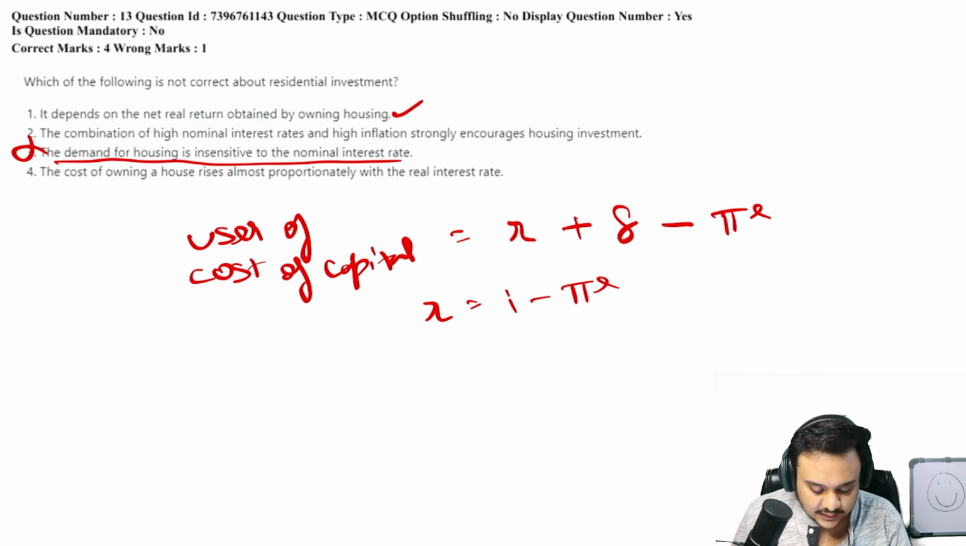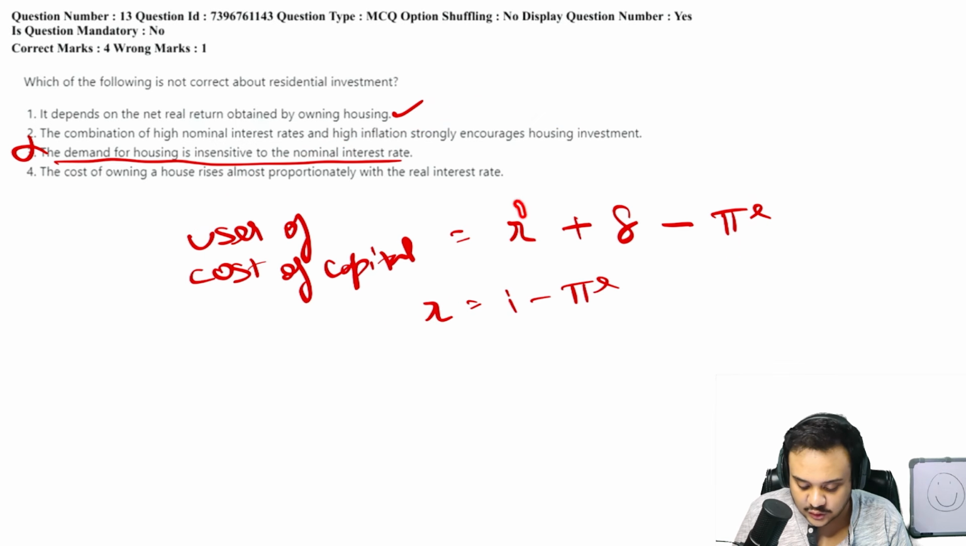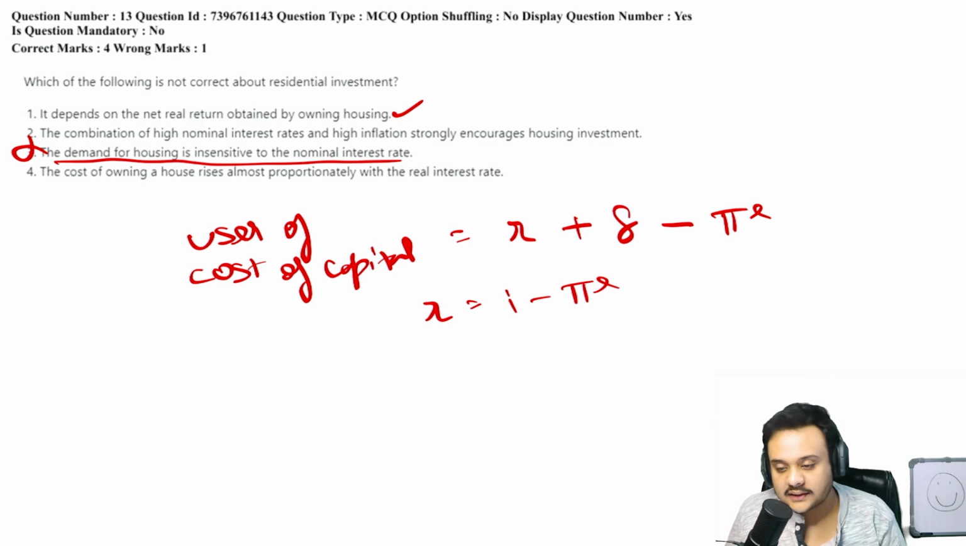And similarly, for the third one, you can also disprove it using this same formula, because when your component of cost of capital includes the nominal interest rate, then definitely it is sensitive to it.